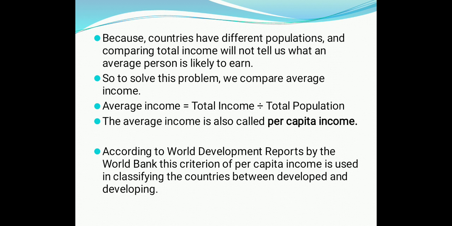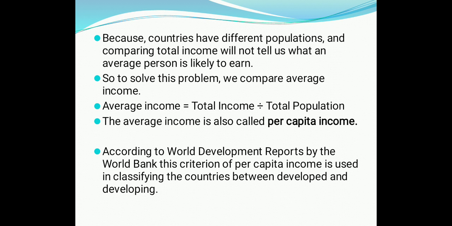What is average income here? Average income means total income of the country divided by its total population. The average income is also called per capita income. This is how we get an average income of an individual of a country.